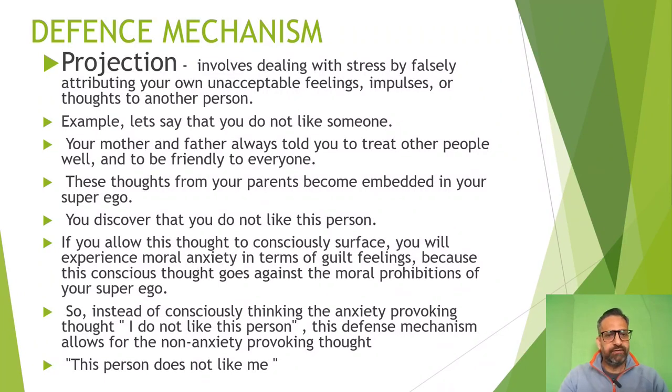You discover that you do not like this person. If you allow this thought to consciously surface, you will experience more anxiety, moral anxiety in terms of guilt feelings, because this conscious thought goes against the moral prohibition of your superego. So instead of consciously thinking the anxiety-provoking thought, I do not like this person, this defense mechanism allows for a non-anxiety-provoking thought, like this person does not like me.